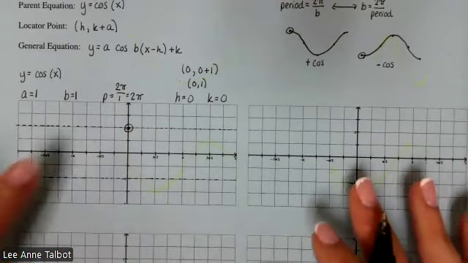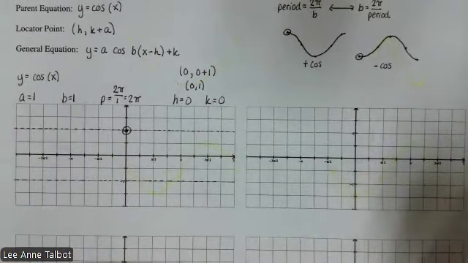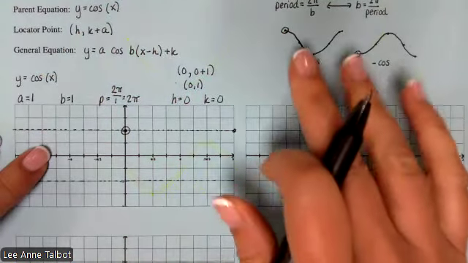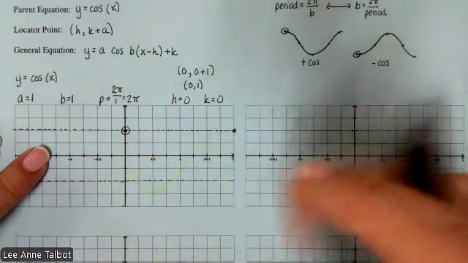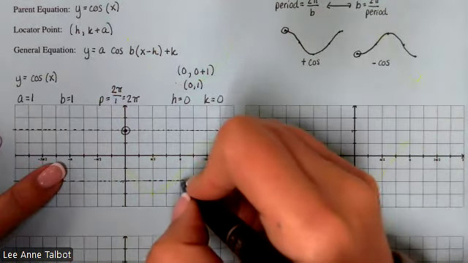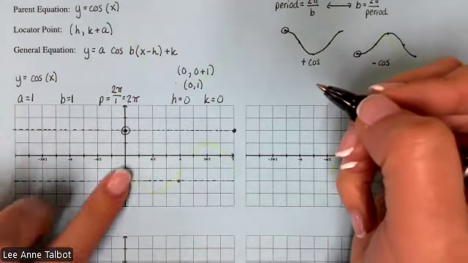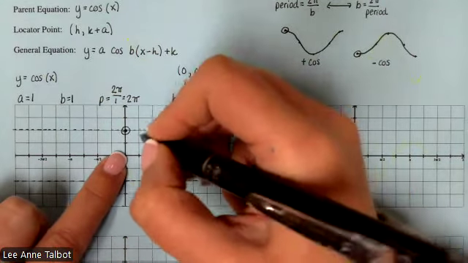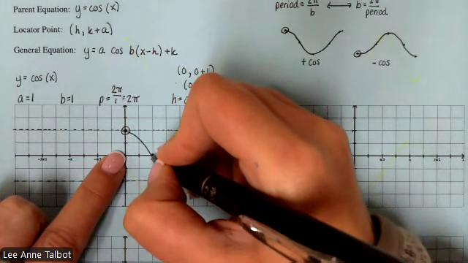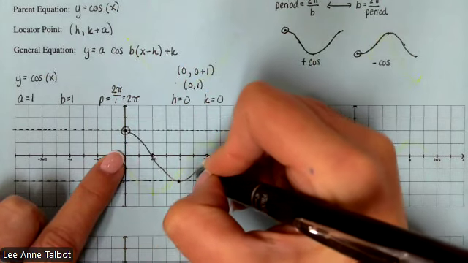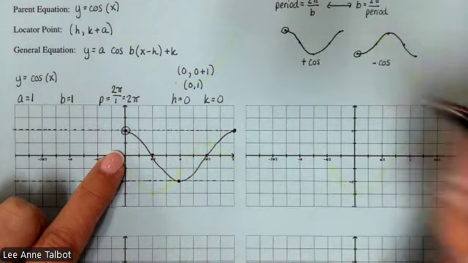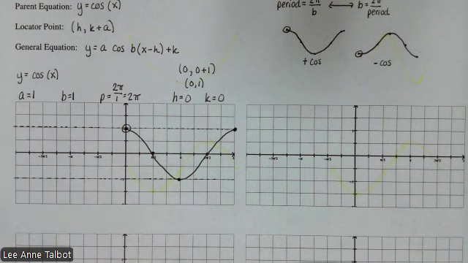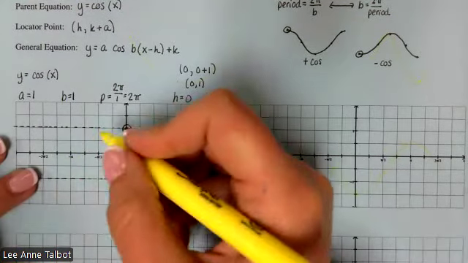Okay. Period is 2 pi. How many boxes is that? 8 boxes. So it ends here. I just graphed the start and the end. So the bottom of the wave is going to be here. It's going to hit the midline here and here. And there's your cycle of cosine.